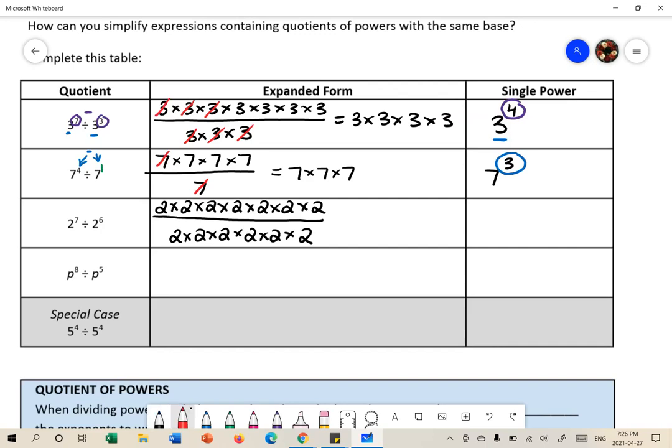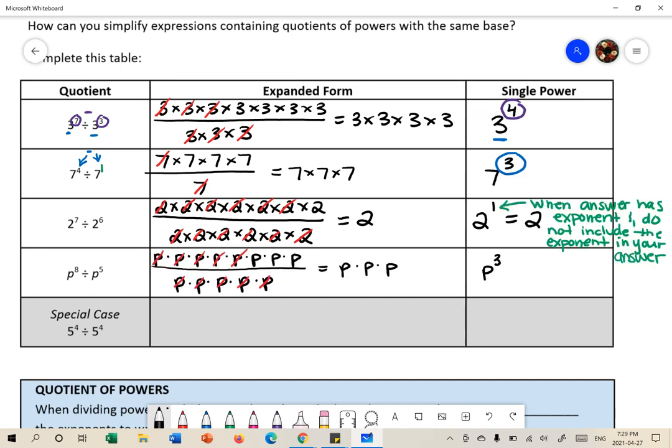So the next one, we're going to cancel out as many as we can. And we're left with 2 in the numerator. So as a single power, this is 2 to the power of 1, or just 2. Because remember, when your exponent is 1, we just don't include it. It's invisible.